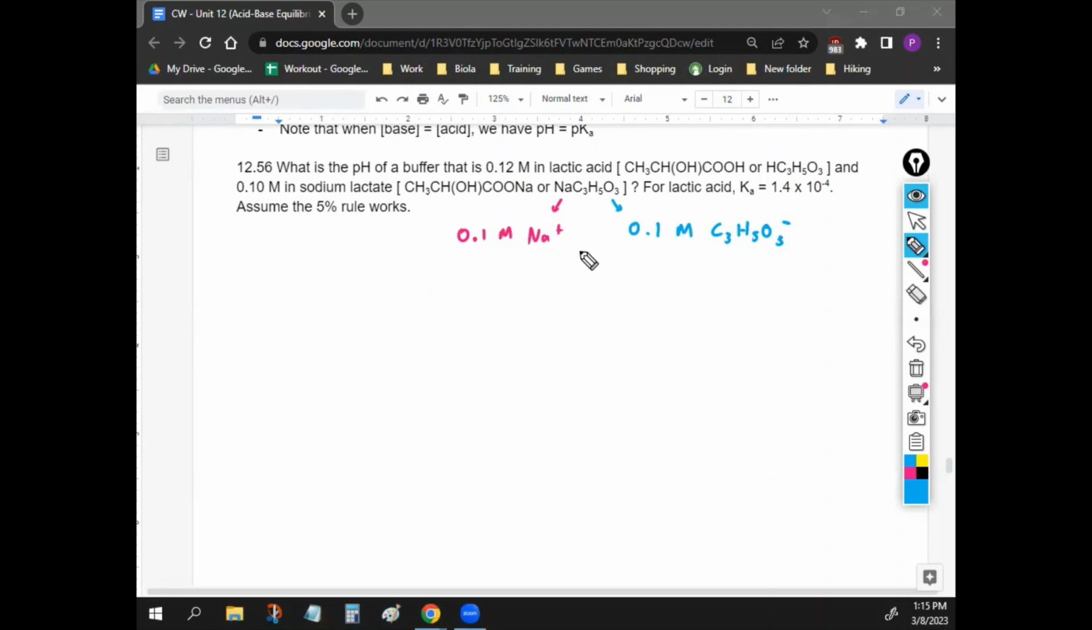Okay, so if we take a look at the strong electrolyte, this is going to tell us the molarity. Now, we're going to take a look at lactic acid, the one where the dissociation matters. So let's write down the formula. It's going to be HC3H5O3. Since it's a weak acid, it goes to equilibrium with H plus and C3H5O3 minus.